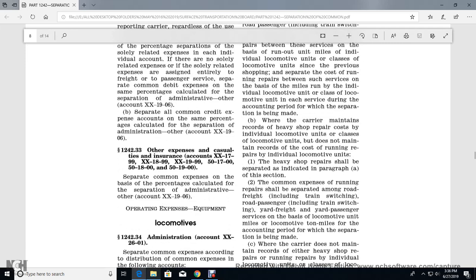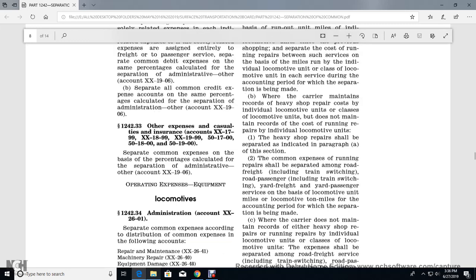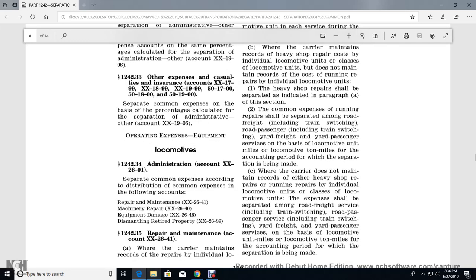1242.33, other expense for casualty and insurance accounts XX 1799, XX 1899, 1999, 1501700, 1501800, 1501900. Separate common expense on the basis of the percentage calculated for the separation of administrative accounts XX 1906. Operating expense, equipment, locomotives: 1242.34, administrative accounts XX 2601, separate common expense by quantity distribution.